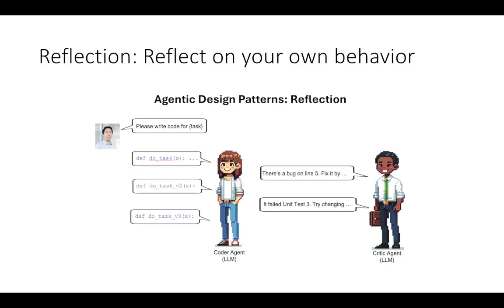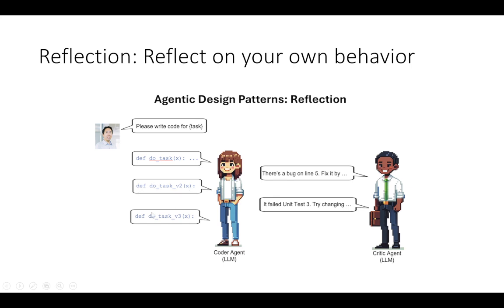Okay, so reflection. This is from Andrew's course. You can see there is a coder agent. Andrew says, please write code for doing something. Now this coder gives the code. Then the user inspects it and figures out there is a bug on line 5, and he probably also has an idea how to fix it. So, there is a bug on line 5, fix it by so and so. Then this critic agent, which could be the same LLM or a different LLM, does that and gives the modified code.